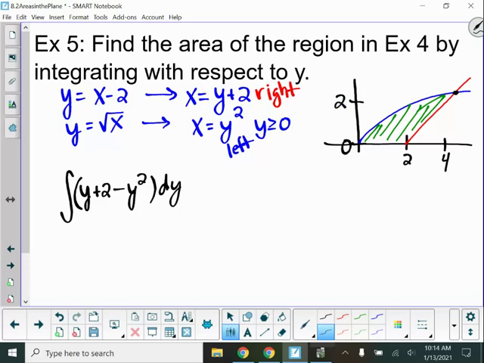So instead of integrating from 0 to 2 and then 2 to 4, I'm going to be integrating the y's from 0 to 2. This is going to be a whole lot easier to integrate than what we had to deal with in the last question. Because in example 4, remember we had to integrate the square root of x, and we ended up with 2/3 x to the 3/2 power. And that can just be ridiculously messy. Whereas this one, whenever I integrate this, I'm going to get 1/2 y squared plus 2y minus 1/3 y cubed. That's what I'm integrating from 0 to 2.